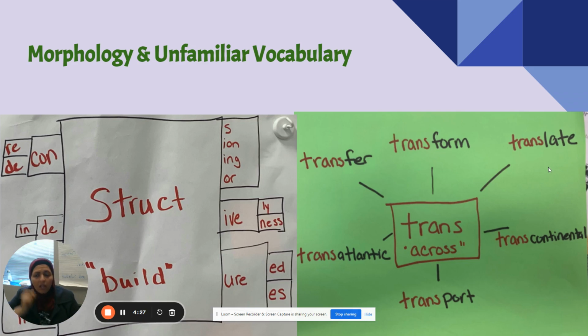Alrighty. There is one more thing that we can actually use or do in order to figure out what words mean or what unfamiliar vocabulary is. This is by using morphology.